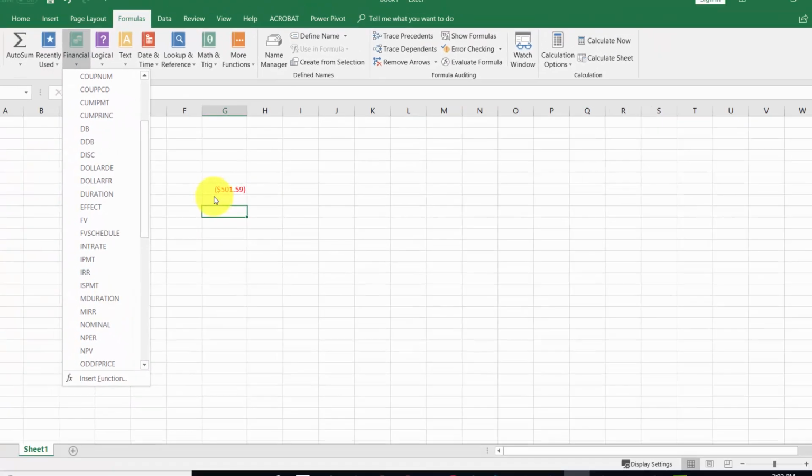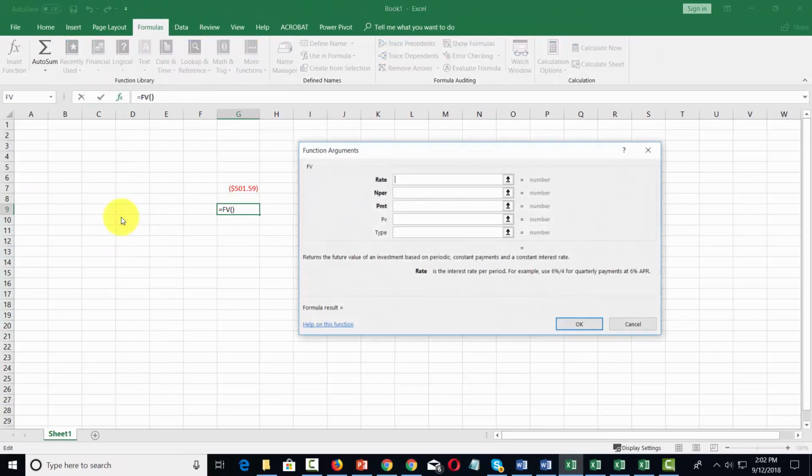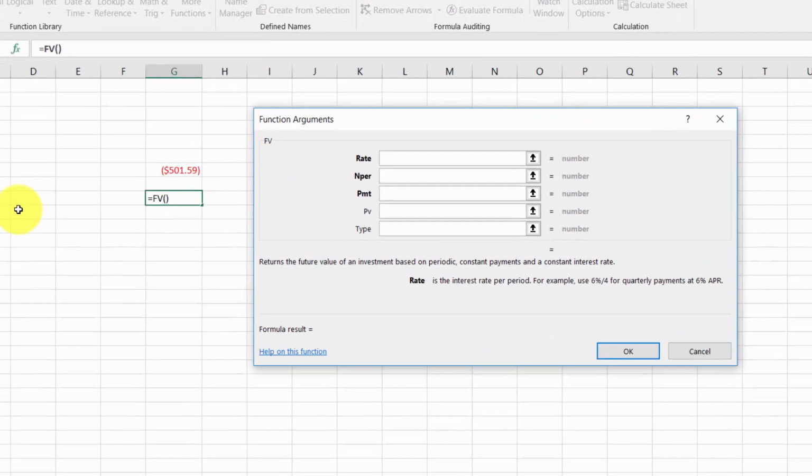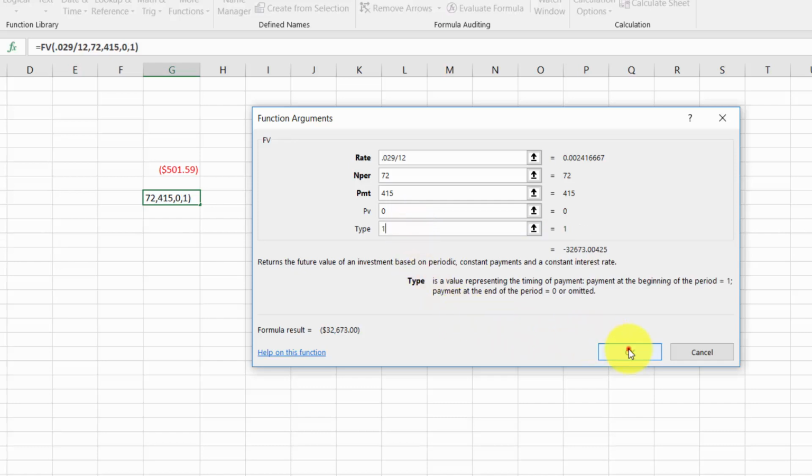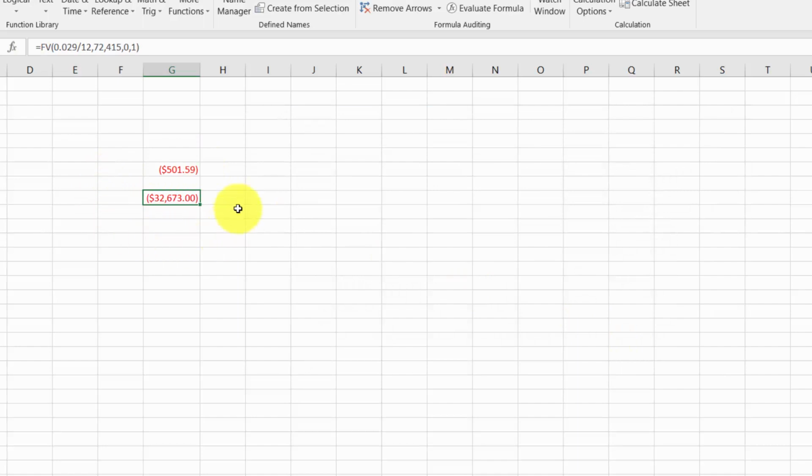Another common formula to look at would be the future value, which is almost the reverse. So basically, if we knew that the rate of return that we're going to be getting is going to be 2.9%, and we knew we can make a monthly payment for the next 6 years, we would write in 72, and we would make a payment of $415. If we assume then that we are starting at 0, and that we're making the payment at the beginning of the period, we can then click OK to determine what our payment would be worth in the future.